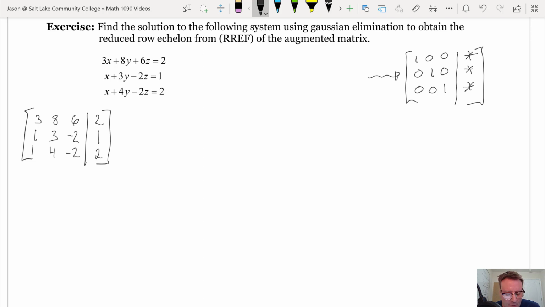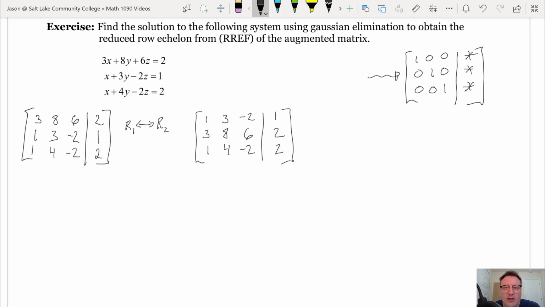So instead, I'm going to swap or interchange rows 1 and 2, and that will give me a 1 up in the top left of my matrix, because I need that. So I have 1, 3, -2, 1, and now the first row becomes the second row. I have 3, 8, 6, 2, and the third row stays exactly as it was before, 1, 4, -2, 2.